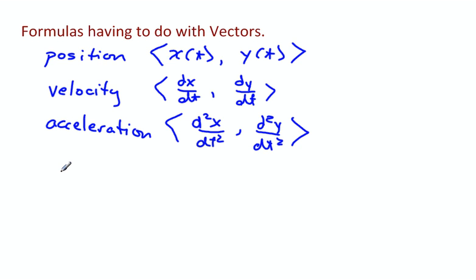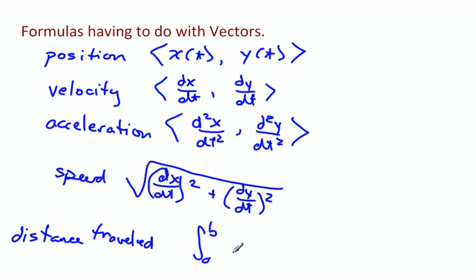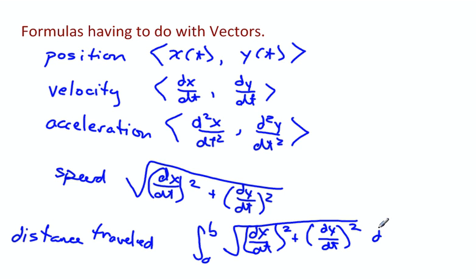and then we should also know how to find speed, which looks just like formulas we've had before. We've got dx dt squared plus dy dt squared. And then lastly, if we want to find the distance traveled, we've written this formula a few times, we simply take the integral of that speed function. So now we're going to have the integral from a to b of the square root of dx dt squared plus dy dt squared. And we will get the total distance traveled.